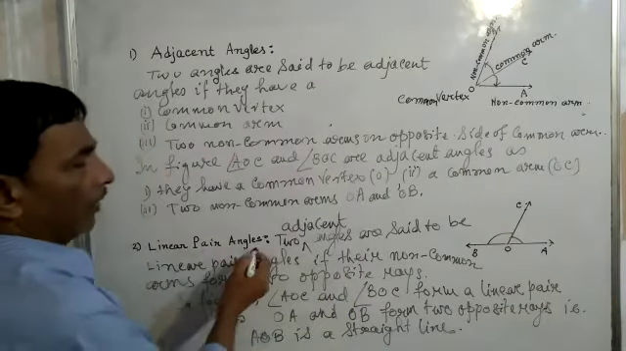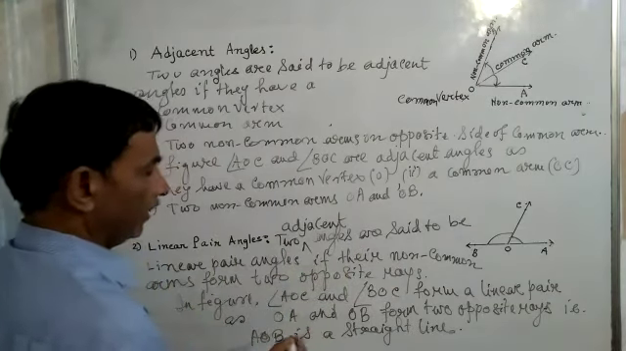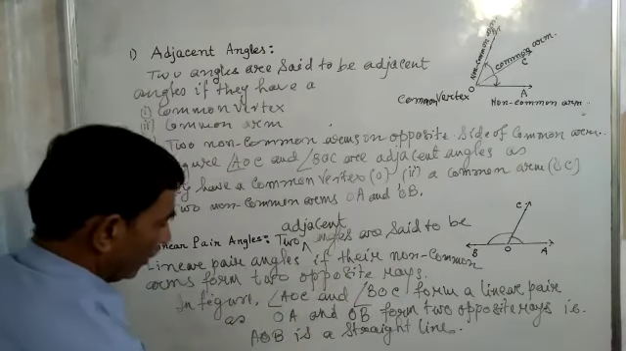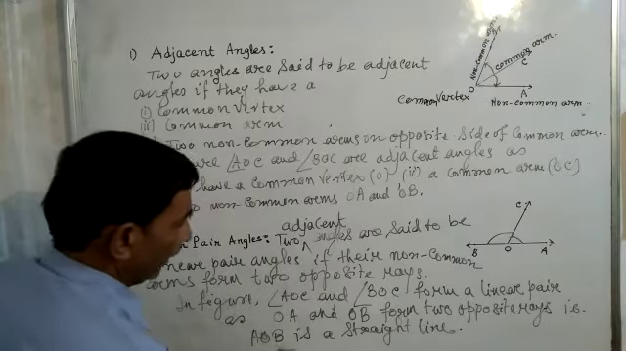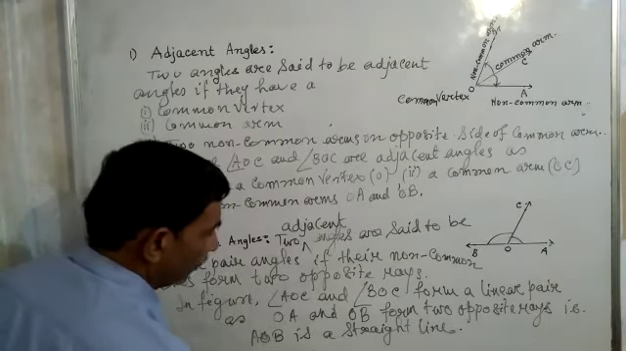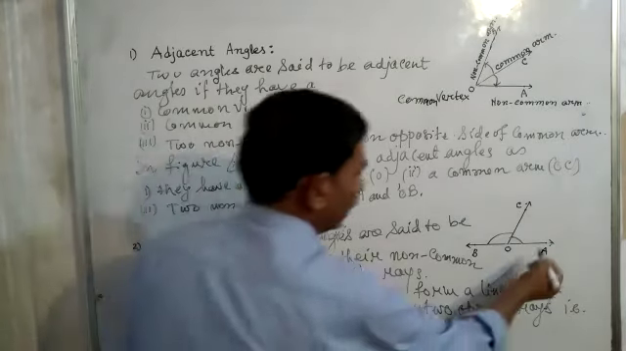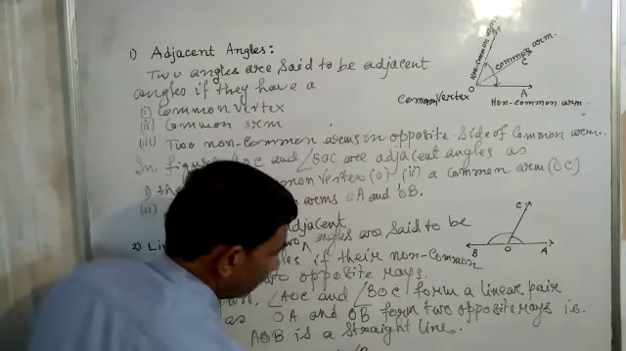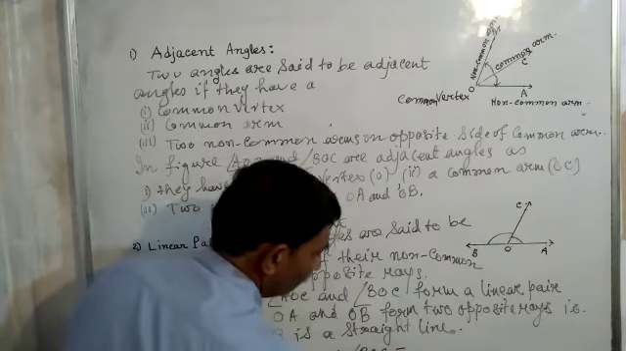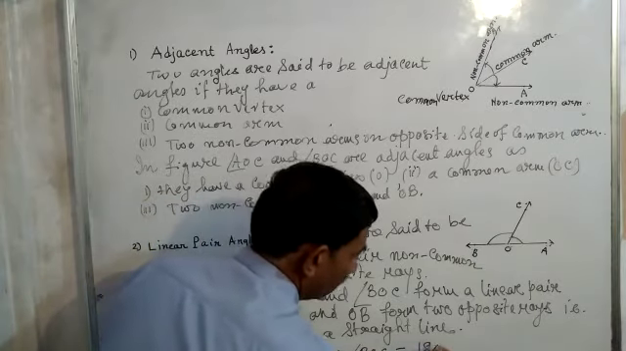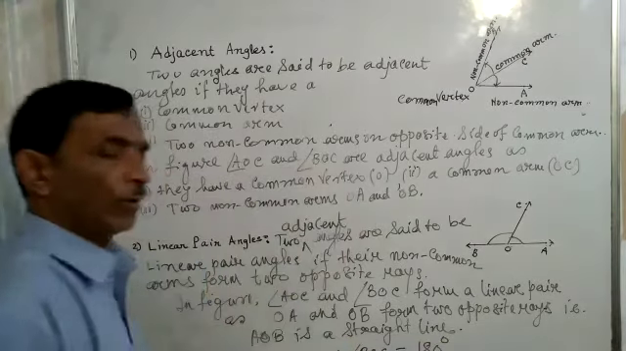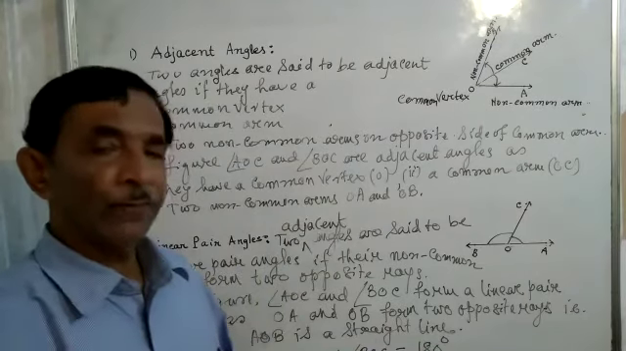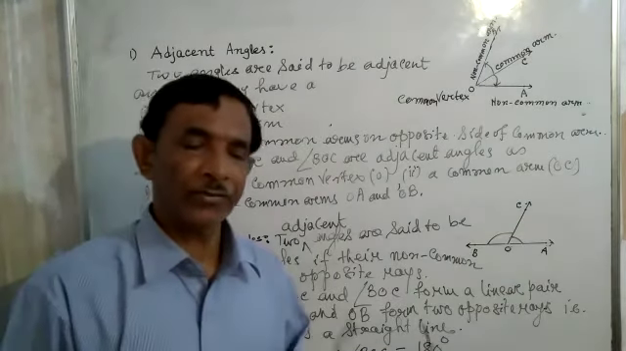And we have to remember, for a straight line, the sum of two linear pair of angles is 180 degrees. Therefore, here it will be angle AOC plus angle BOC is equal to 180 degrees. So we have to remember, when two angles form a linear pair, their sum is what?